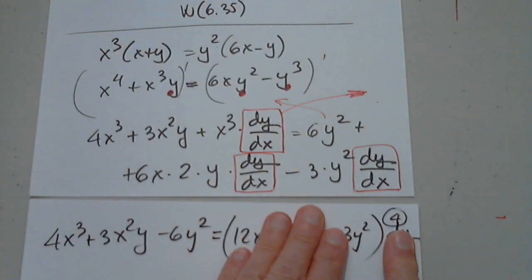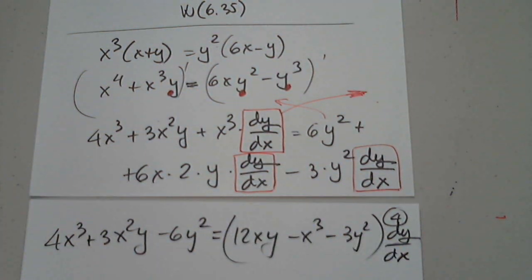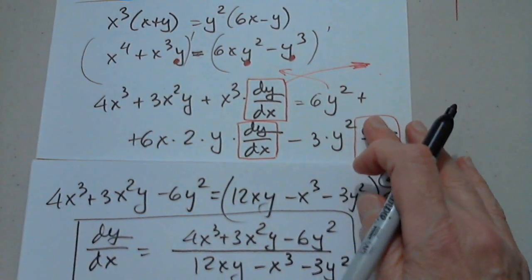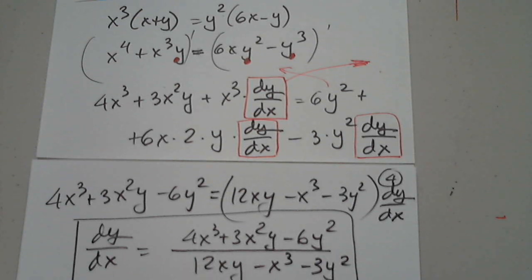Since it multiplies this number, expression, whatever you want to call it, this will be this over this. So then dy over dx is 4x cubed plus 3x squared y minus 6y squared over 12xy minus x cubed minus 3y squared. And there is nothing we can do here to further simplify. There are no common factors. Don't try to do anything else here. It would be wrong.